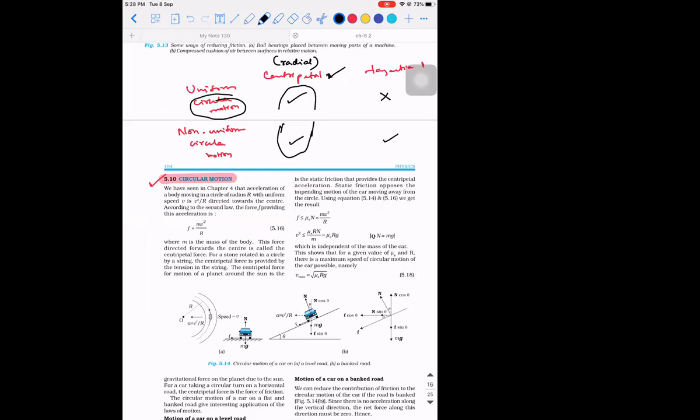Then you should ask a question whether you're talking about uniform or non-uniform. If you're talking about uniform, then tangential will be absent. If you're talking about non-uniform, this tangential will be present.